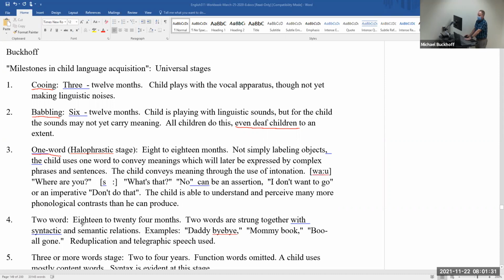You have number 4, what's called the 2-word stage, 18 to 24 months. 2 words are strung together with syntactic and semantic relations. Examples: daddy bye-bye, mommy book, boo all gone. Reduplication and telegraphic speech are used. Reduplication is like dada, mama. They repeat part of one word, repeat it a second time, that kind of a thing. So this is called the 2-word stage. And then we get to the last one here, the 3 or more word stage, age 2 to 4 years.